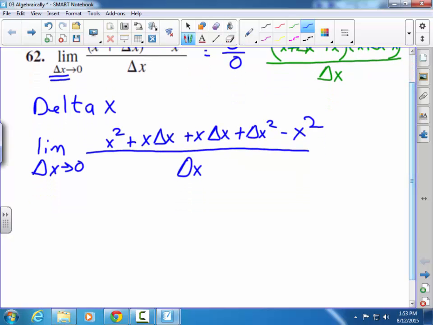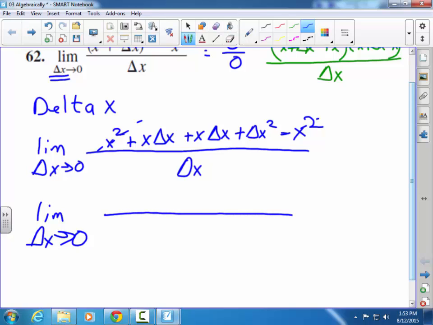What do we need to do now? The x squares cancel out. And don't forget to write your limit notation, okay? It's important to write down the limit as delta x approaches 0. When can we stop writing limit delta x approaches 0? When we plug that 0 in, okay? Now, I'm going to do two steps here. I'm also going to clean up a little bit what's left in the numerator because I have two terms that are the same: 2x delta x plus delta x quantity squared.